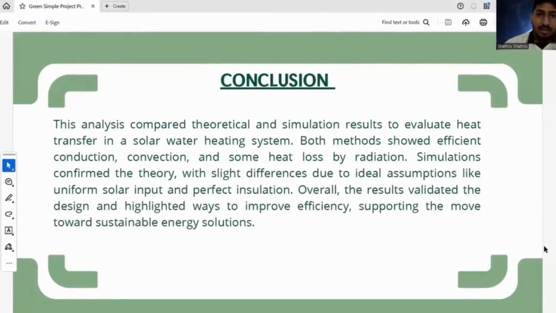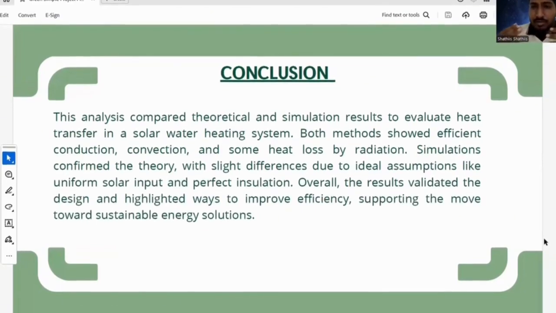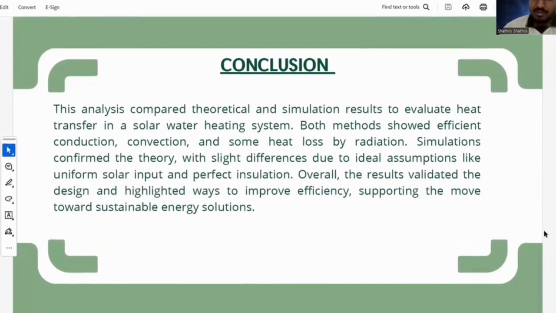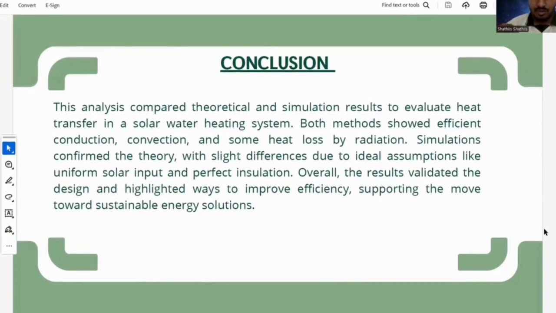Which is the conclusion. Okay, in this slide, this analysis compared theoretical and simulation results to evaluate heat transfer in a solar water heating system. Both methods showed efficient conduction, convection, and some heat loss by radiation. Simulations confirmed the theory with slight differences due to ideal assumptions like uniform solar input and perfect insulation. Overall, the results validated the design and highlighted ways to improve efficiency, supporting the move towards sustainable energy solutions.